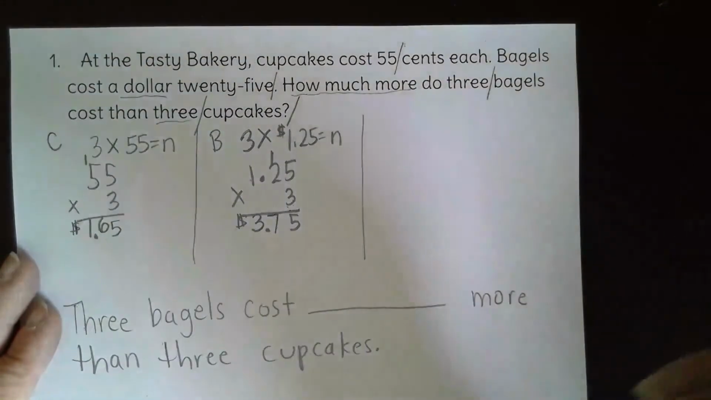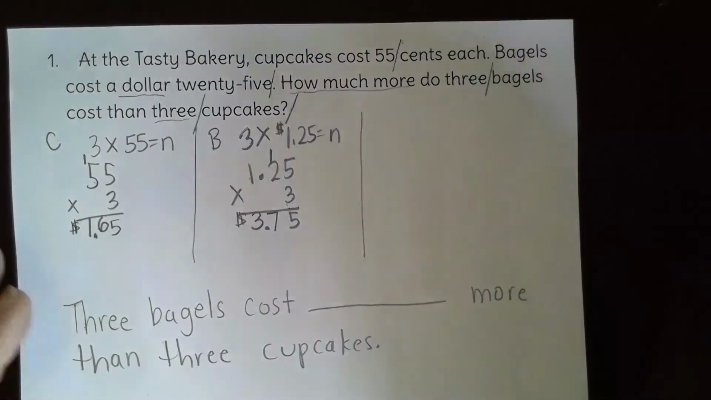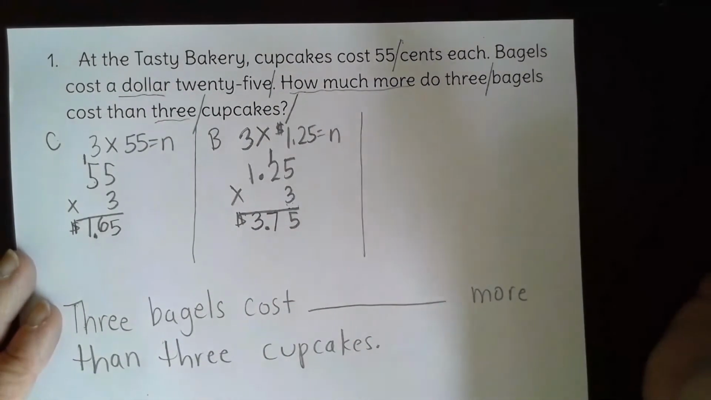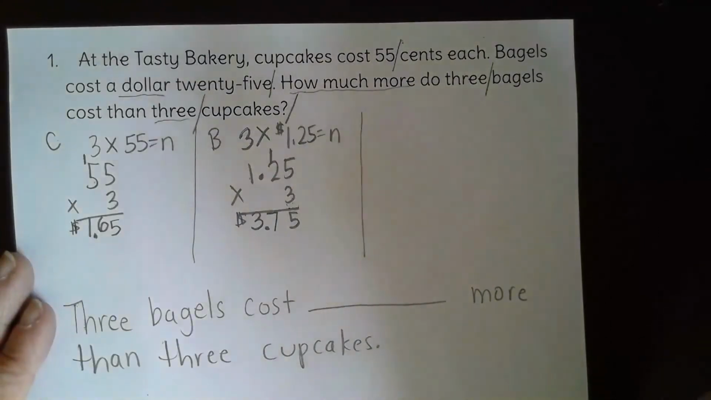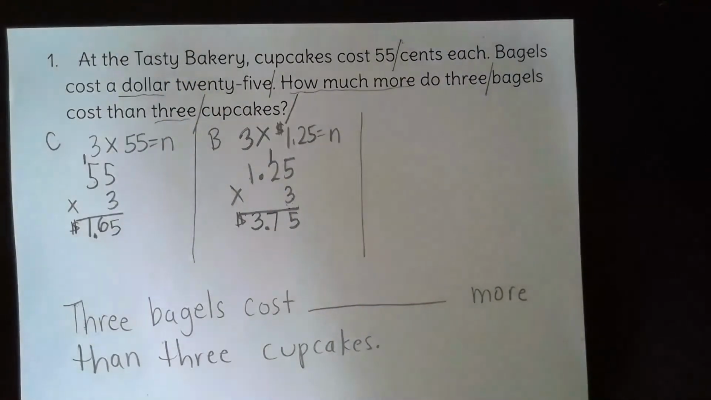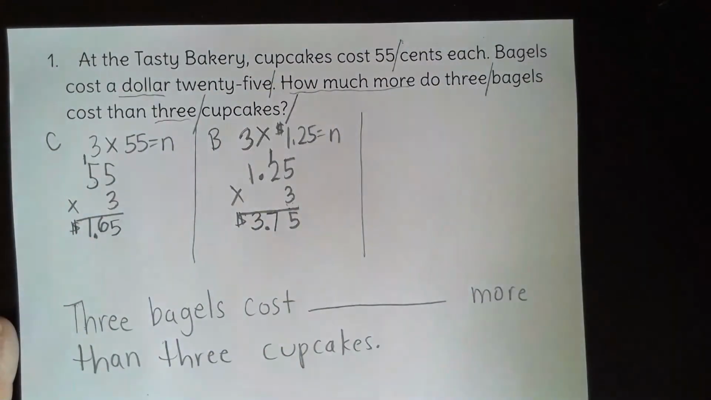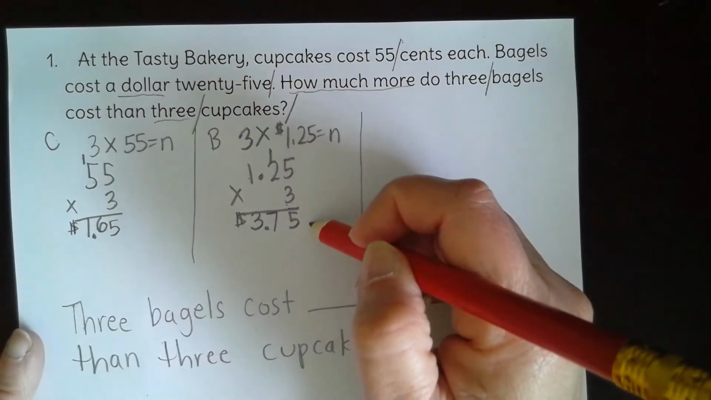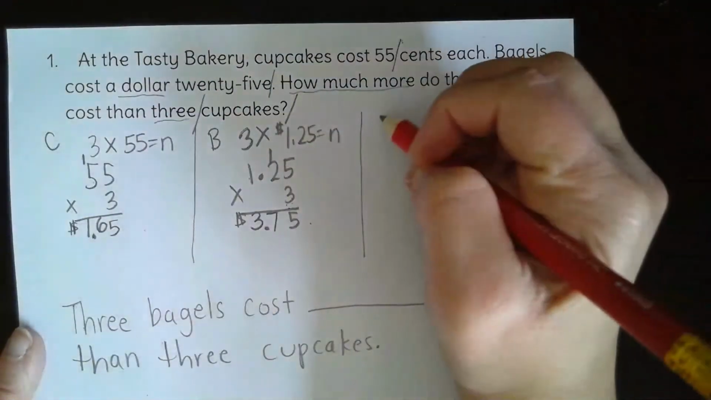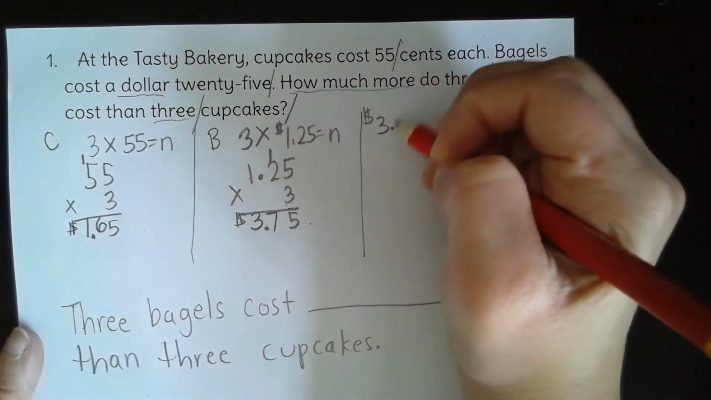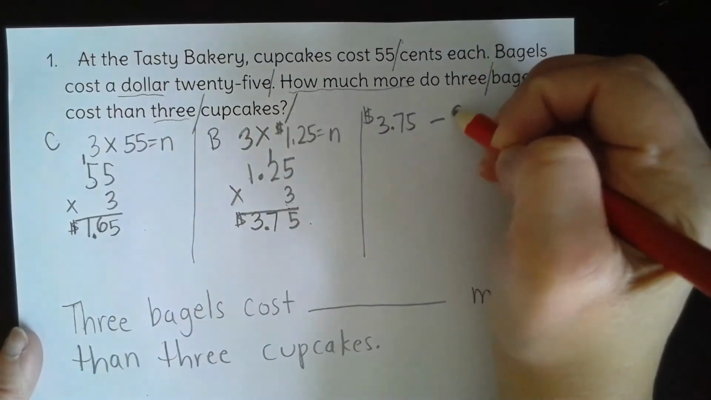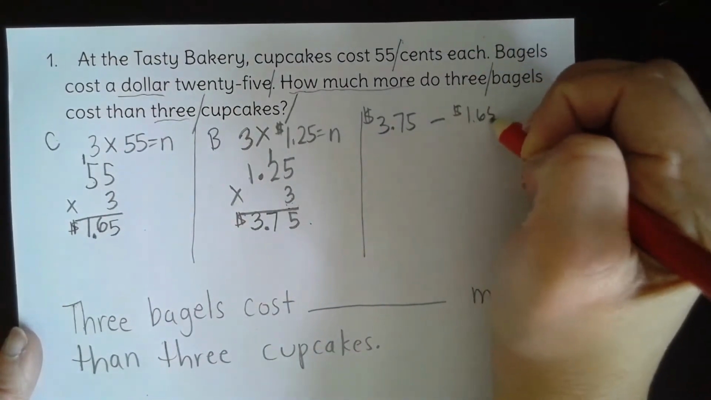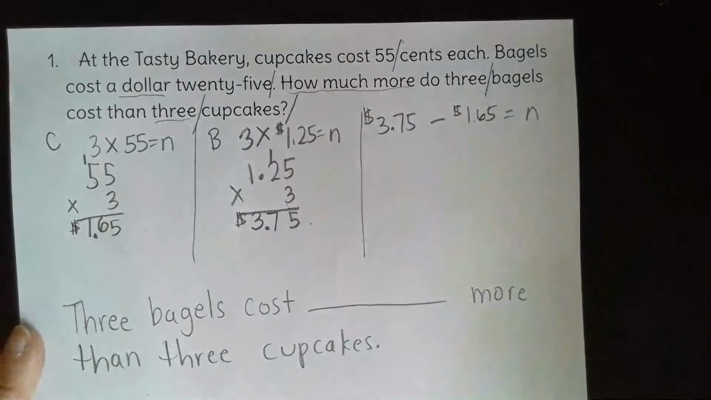Great. So now what this means is I know how much 3 bagels costs, and I know how much 3 cupcakes costs. But that's not answering my question. My question is, how much more do 3 bagels cost than 3 cupcakes? Well, that means I need to take this and subtract this. So if I was writing an equation, I would write this.